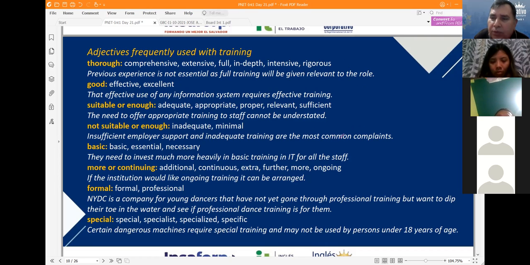Okay, not suitable or not enough. Not suitable is the opposite of this one, right? Inadequate or minimal. Minimal, they give you just a few hints, just a few things that you need for the job, but they don't go in depth. So it's very superficial. Okay, insufficient employer support and inadequate training are the most common complaints.